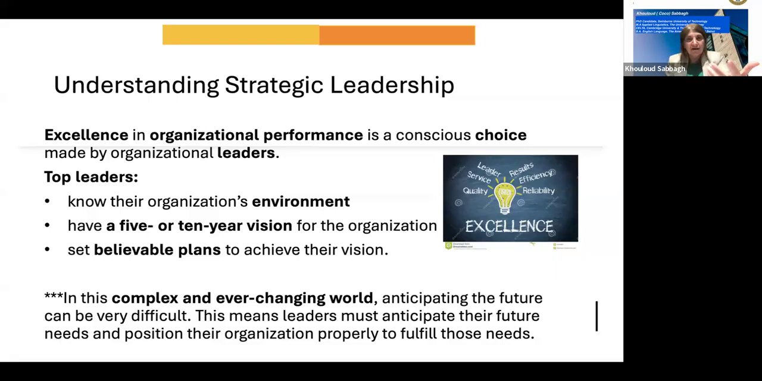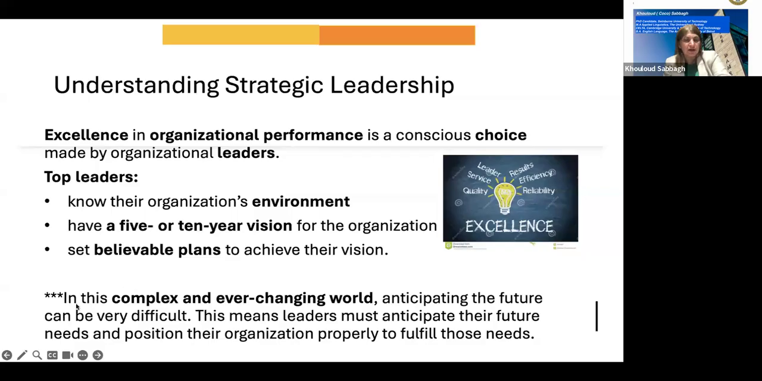I'm just trying to, because most vision statements sound like that, right? But your plans to achieve this vision need to be achievable. They cannot be up in the air. And in this world that we live in today, it's complex, everything is complex, it's constantly changing. It's not that easy to anticipate the future, right? I mean, you can't even tell what tomorrow brings these days.